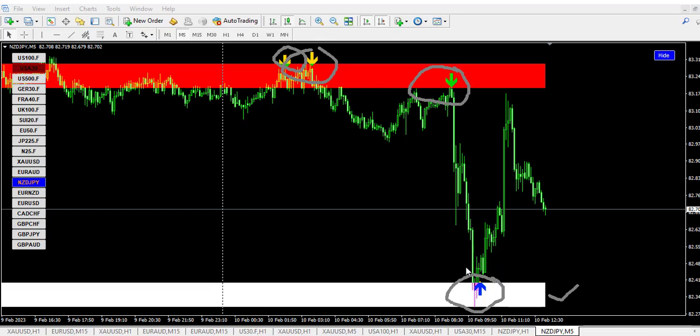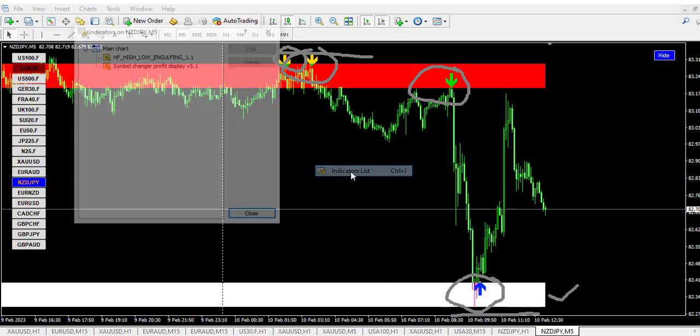Then here we have a sell at this resistance zone. So your stop loss will just be a few pips below the previous low for a buy, and a few pips above the previous high for a sell. So this is how to use this particular strategy, this particular indicator.